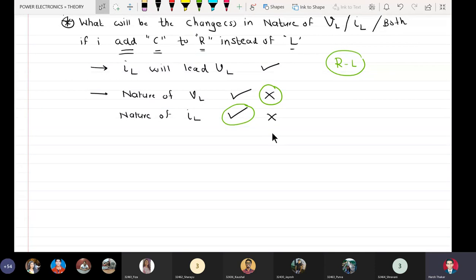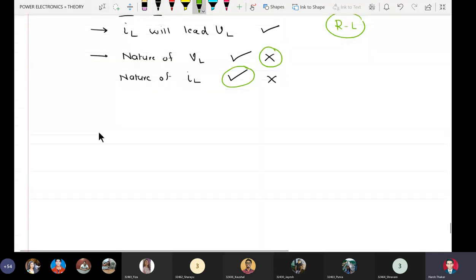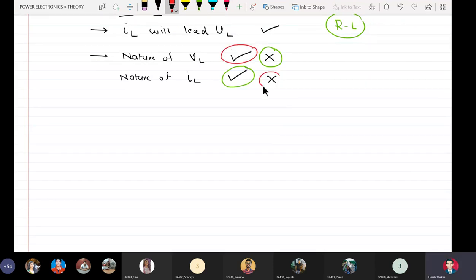Why? Because capacitance will now lead to VL lagging IL. So in case of an inductor, current lags voltage, but in case of a capacitor, voltage lags the current. Do you all agree with this? That in a capacitor, the voltage will lag the current. So that means what is expected here is that the nature of VL should change and the nature of IL should not change. That is what is expected.